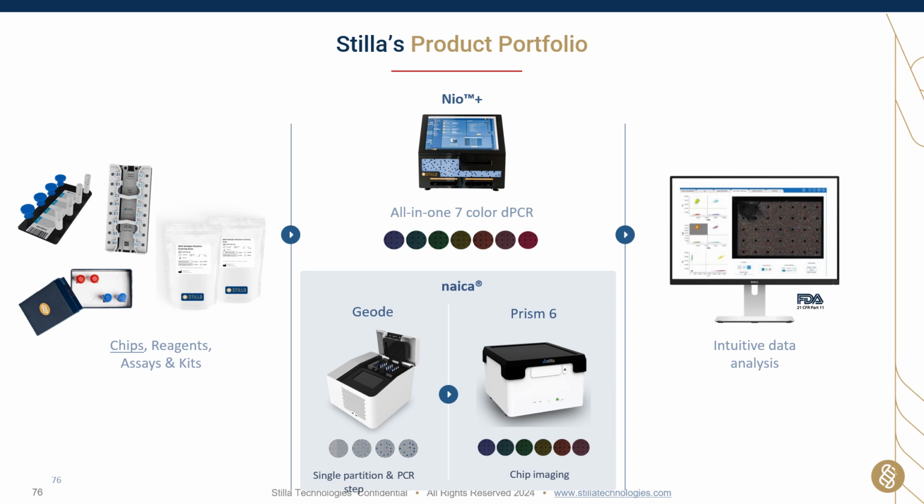Then in terms of instrumentation, we have the Naica 6 consisting of the Geode and the Prism 6, and of course the Neo system available as hardware platforms. Also included in these systems would be the intuitive data analysis software for the interpretation of the digital PCR information.